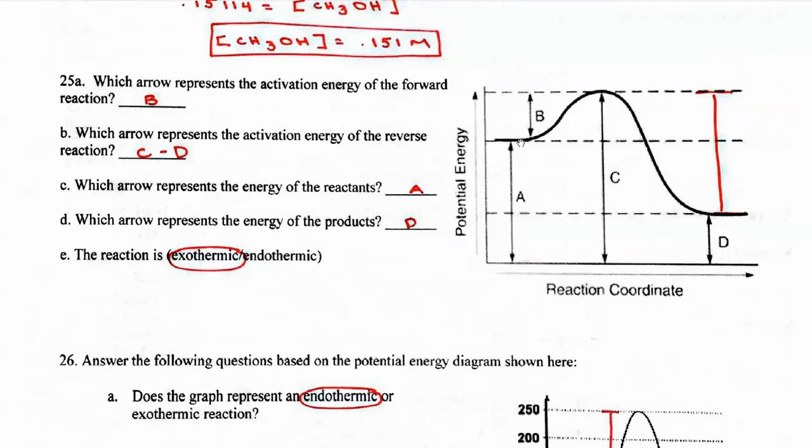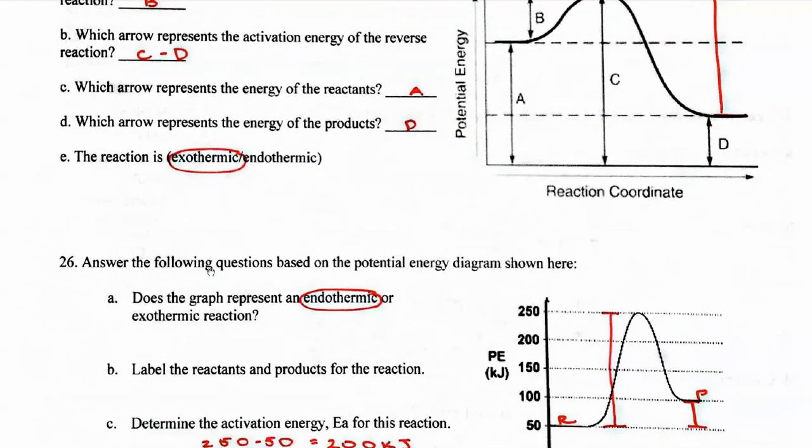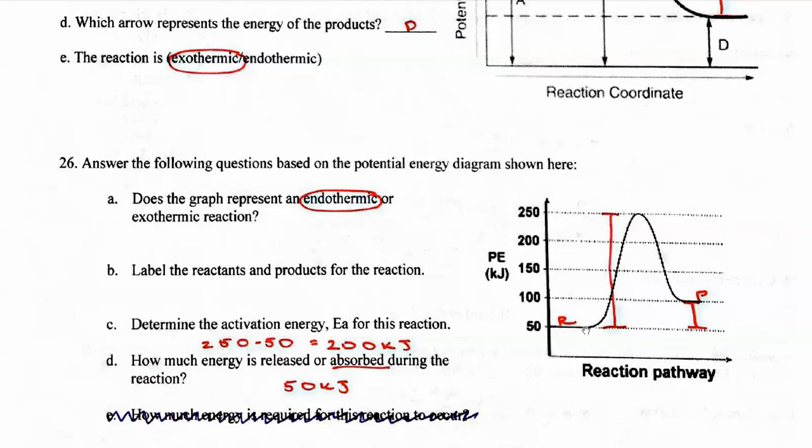Which arrow represents the energy of the reactants? That's A, whatever energy they start at. Energy of the products is D, and since it loses energy, energy is released, so it's going to be an exothermic reaction. For this one, since it's gaining energy from the reactants to the products, it's endothermic.